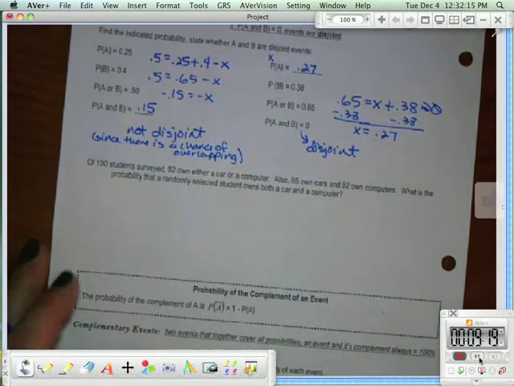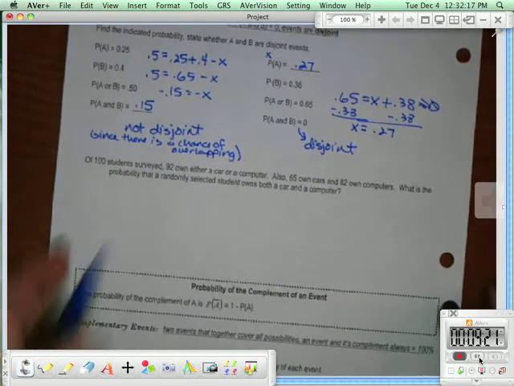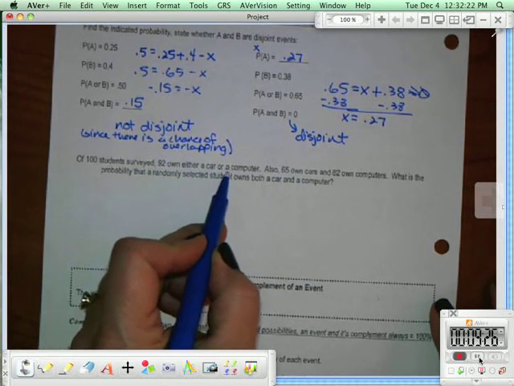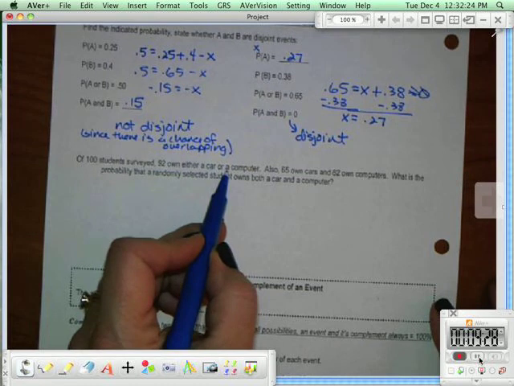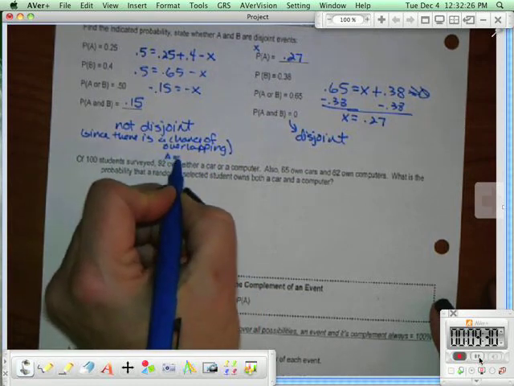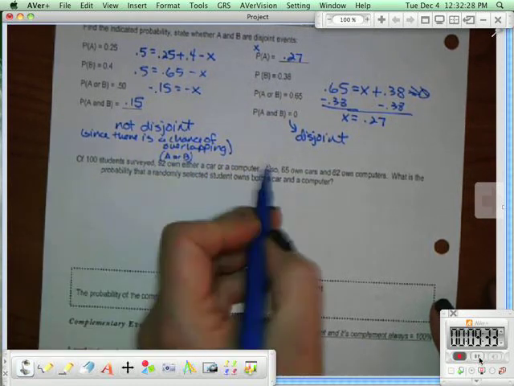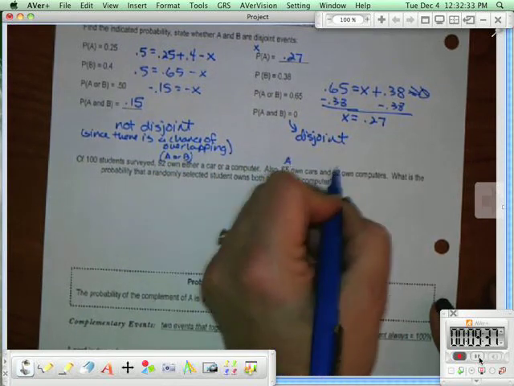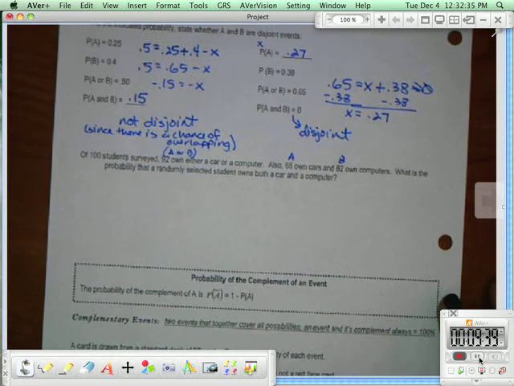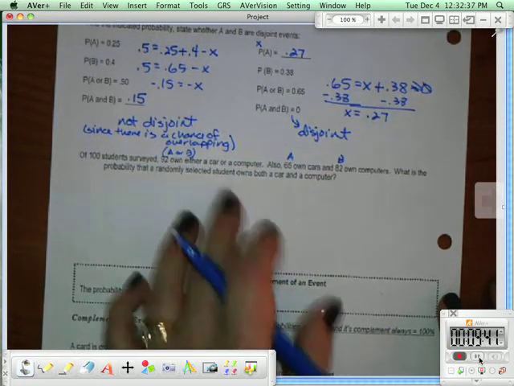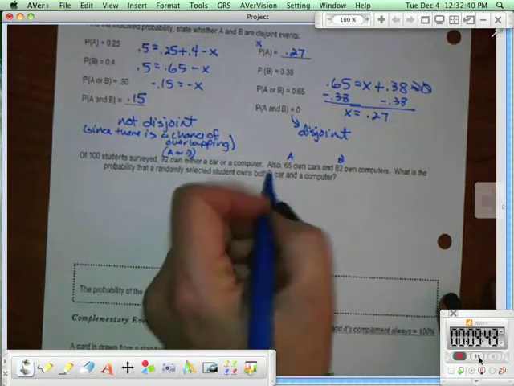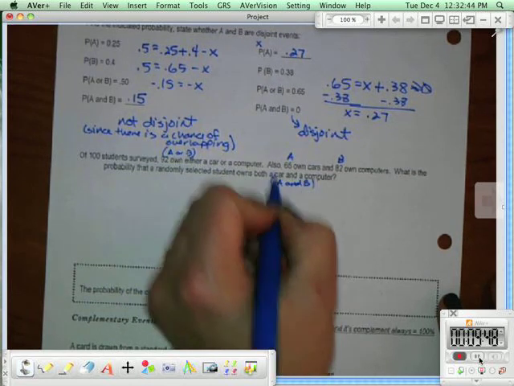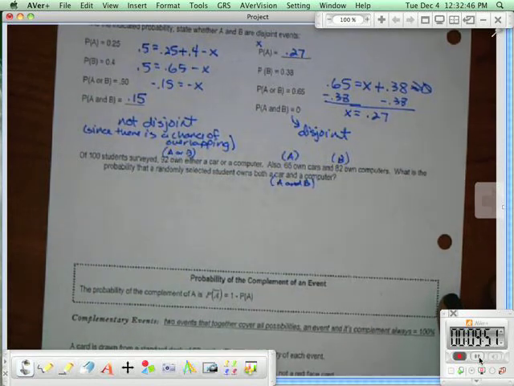Of 100 students surveyed, 92 own either a car or a computer. Okay, this is my A or B right here. Also, 65 own cars and 82 own computers. So I'm going to say this is my A and this is my B. What is the probability that a randomly selected student owns both a car and a computer? So I'm looking for A and B. So if you kind of just stop and identify what's all in your story problem there to help you set it up.